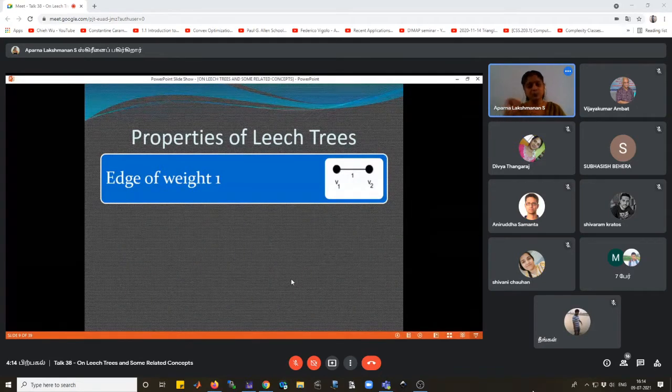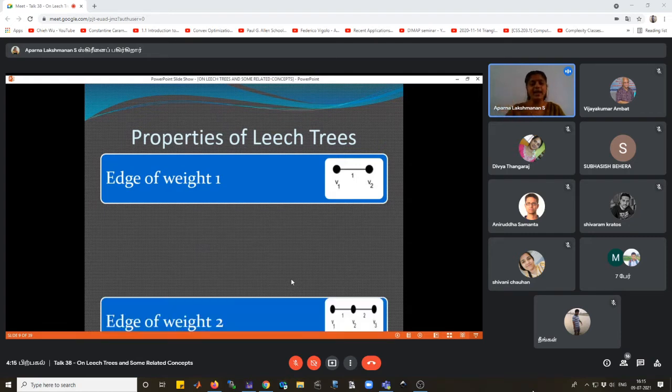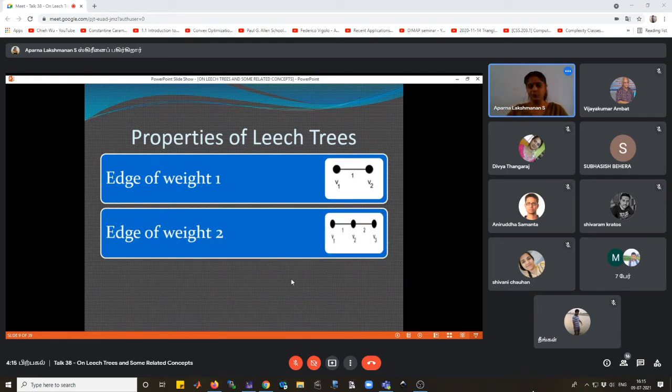What about 2? We need to assign distinct values to edges. So I can't obtain 2 as 1 plus 1 because the weight 1 can be given only to one edge. So to have a path of weight 2, it is compulsory that we need an edge of weight 2. Okay. So there will be an edge of weight 1 and there will be an edge of weight 2.